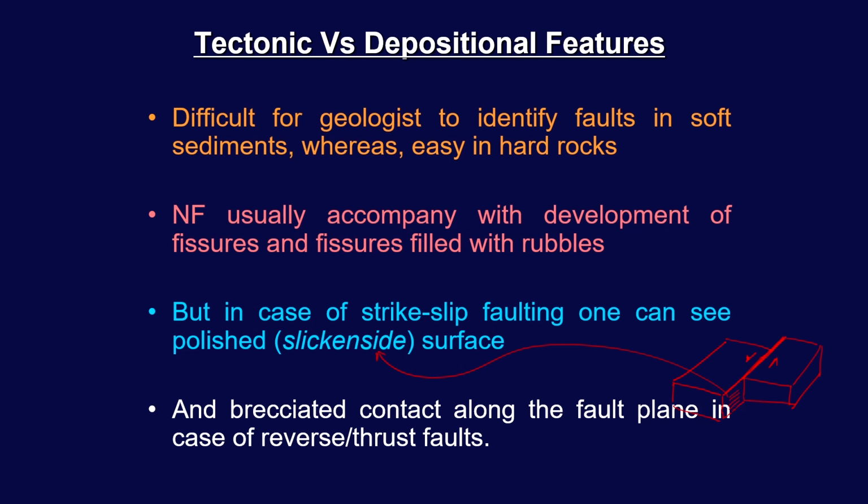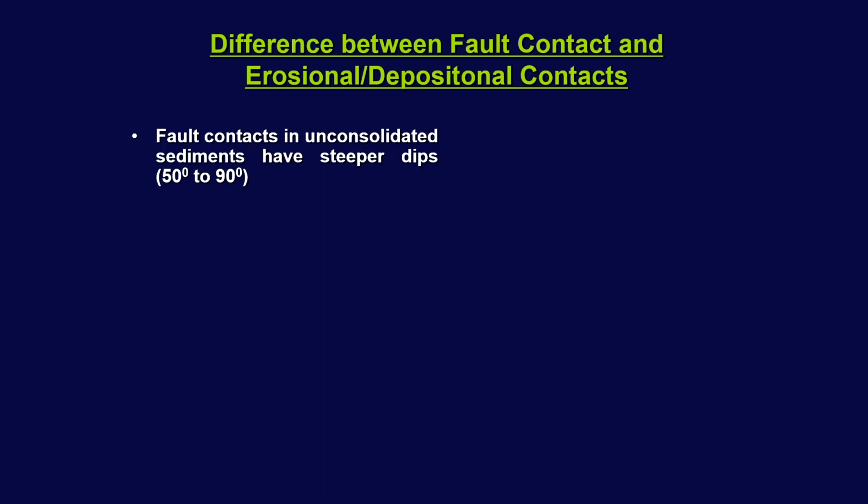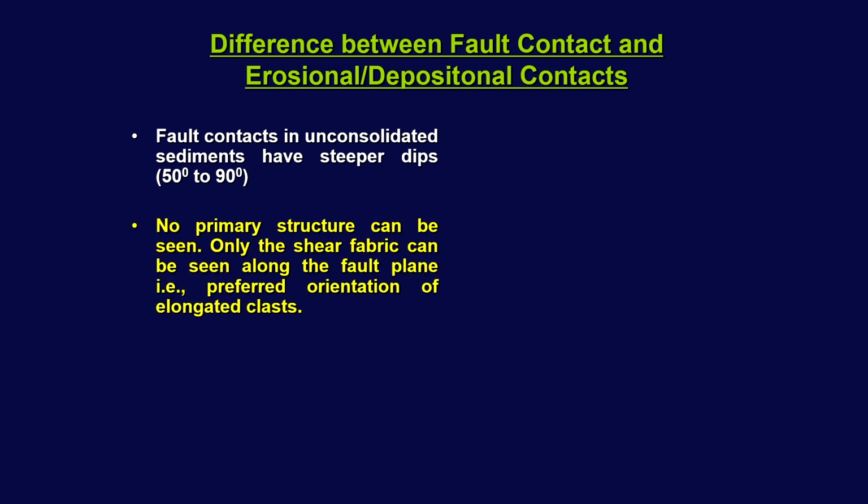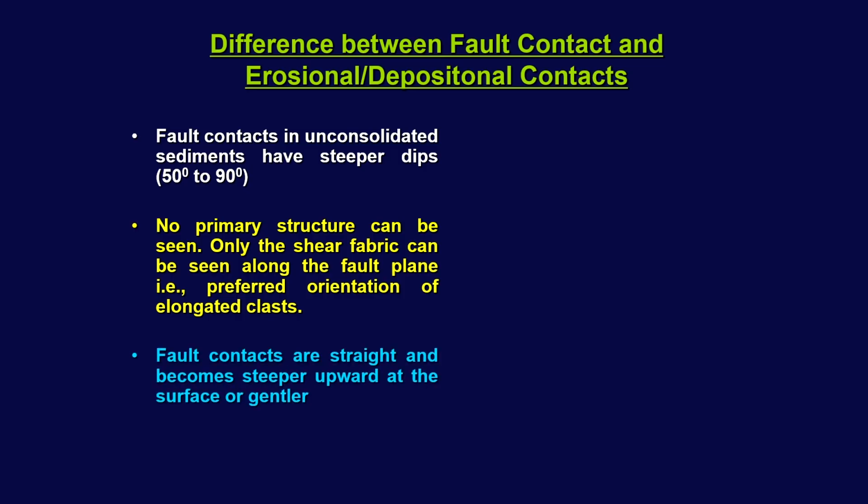And brecciated contact along the fault plane in case of reverse and thrust faults. This part we have already discussed when we were talking about the shear fabric. Now, the difference between the fault contact and the erosional or depositional contact: you see the fault contact in unconsolidated sediments has a steeper dip, no primary structures can be seen, only the shear fabric, and this remains the same for reverse faulting also. That is what we discussed in one of the previous lectures.